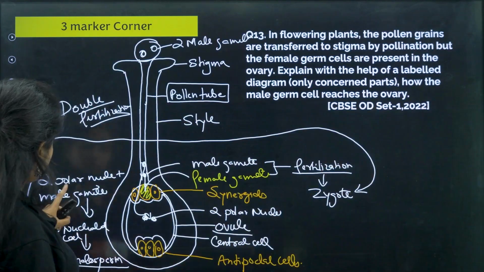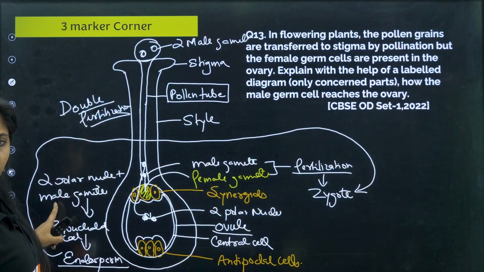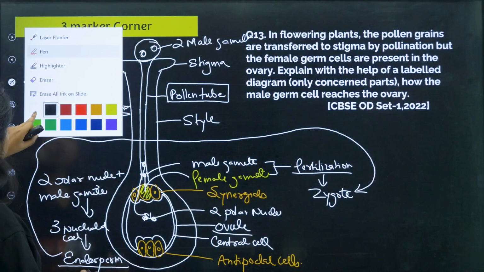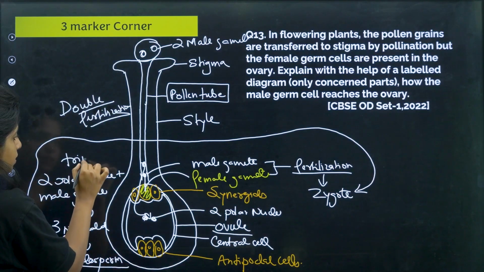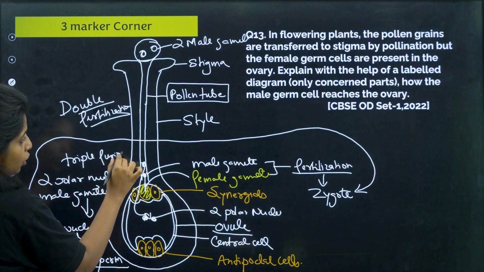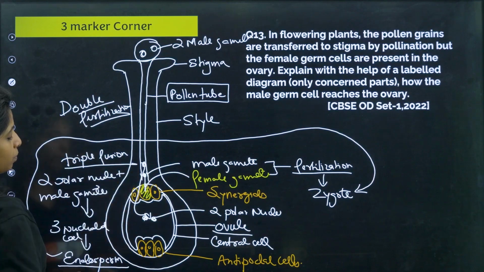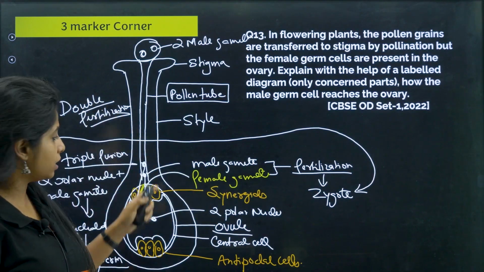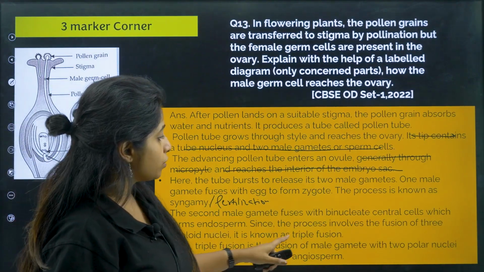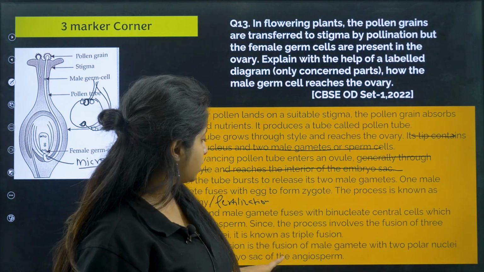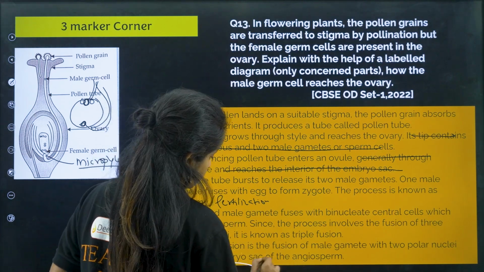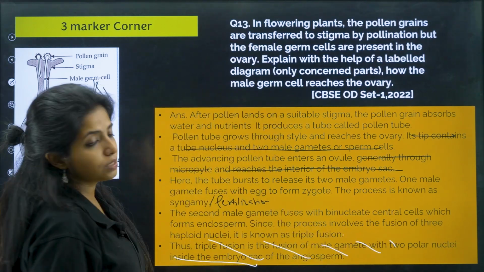So over here, 1 nucleus, 2 nuclei are over here, 1 nucleus is over here. So 3 nuclei are being fused, so you call this one triple fusion. You call that syngamy, no? You call this triple fusion, and you call both of them together double fertilization. Now, thus triple fusion is the fusion of male gametes with 2 polar nuclei inside the embryo sac. You do not need to write this also. Until this is enough.